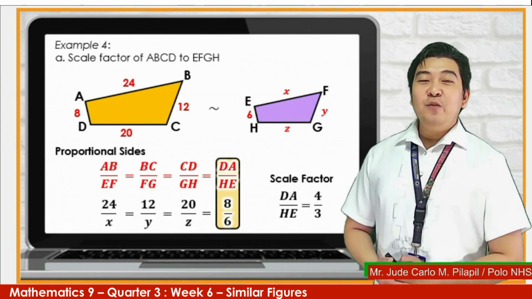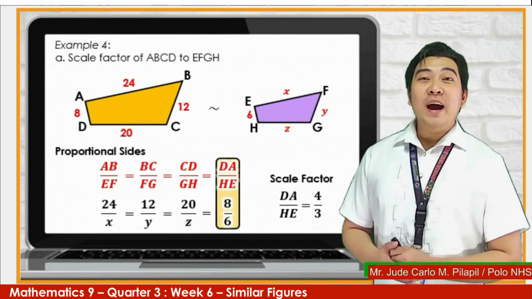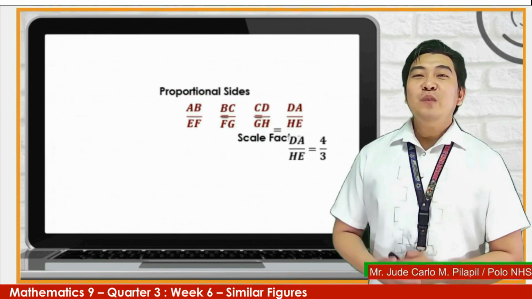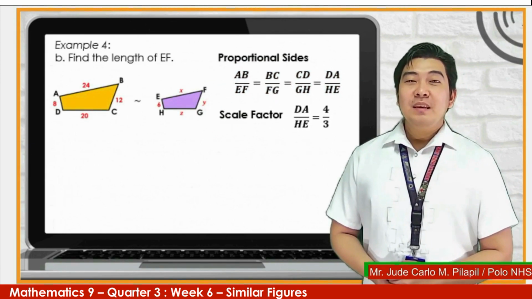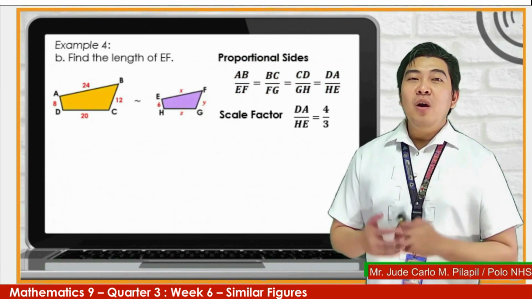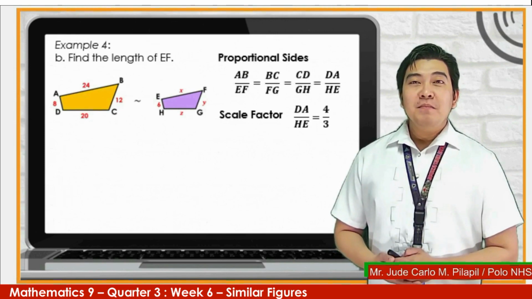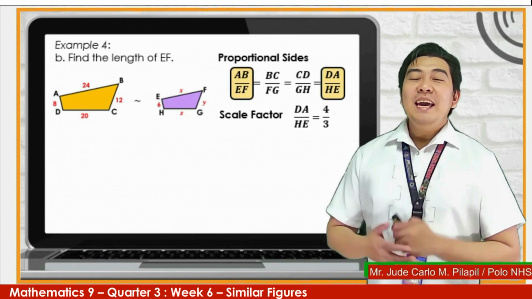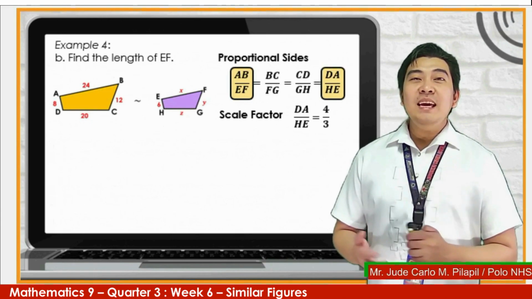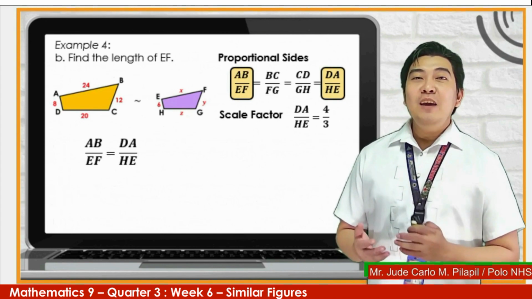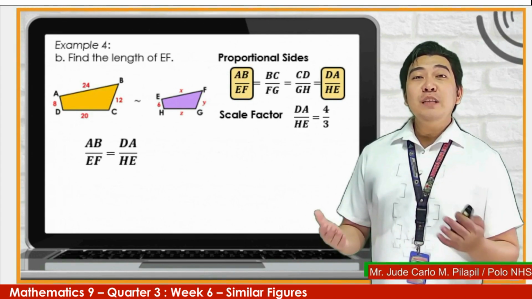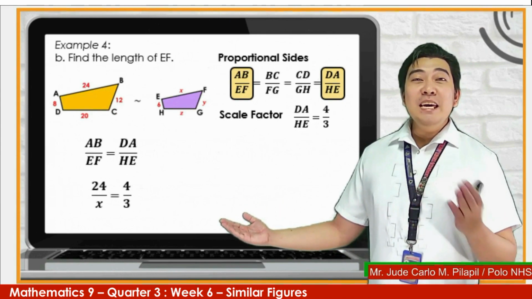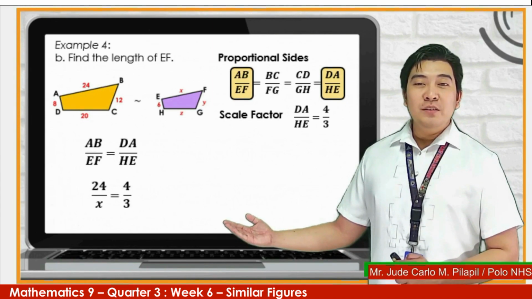Out of this scale factor, we are now ready to find the measures of the lengths of the missing sides. Let us find the length of EF. We need to find the ratio with EF in it. So we will be using AB over EF and equate it to our scale factor, DA over HE. Substituting the measures, that will become 24 over x is equal to our scale factor, 4/3.